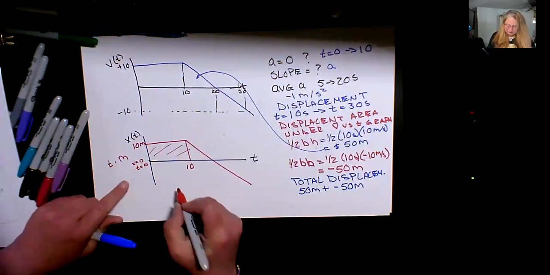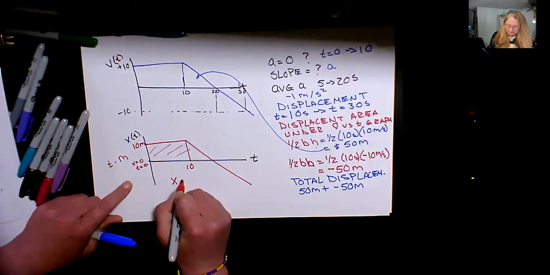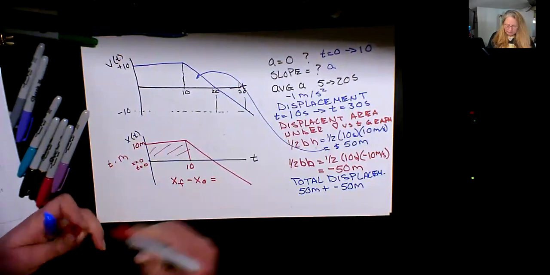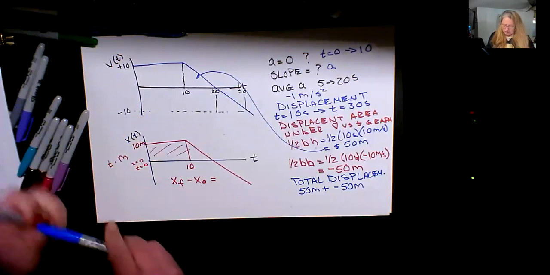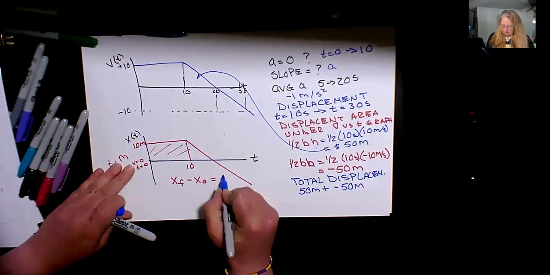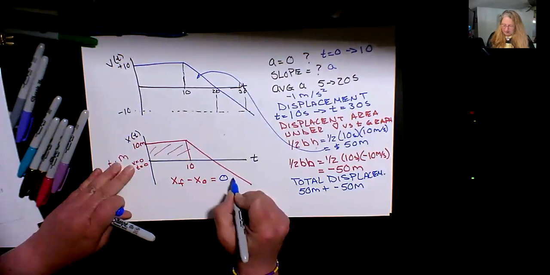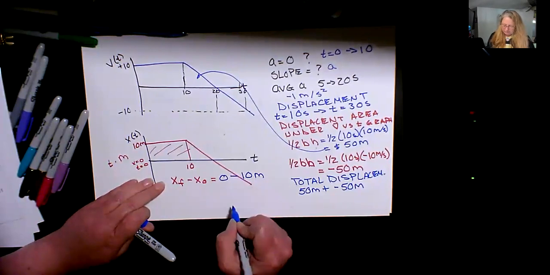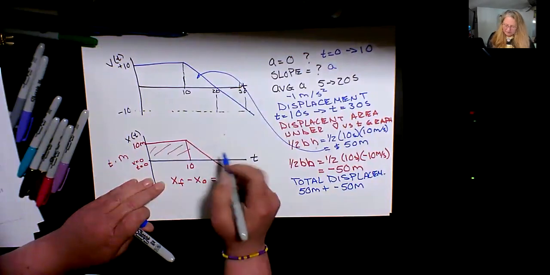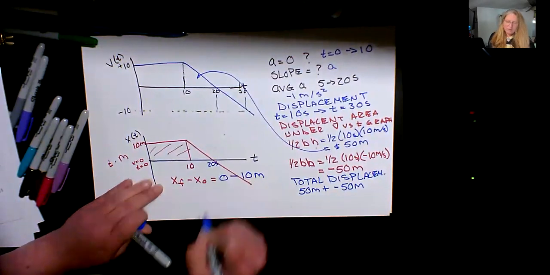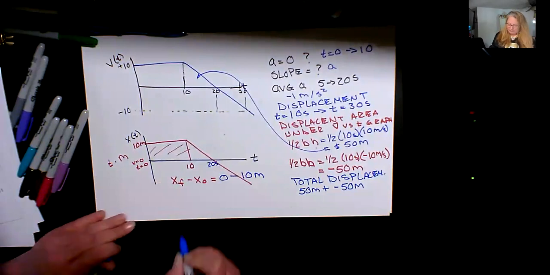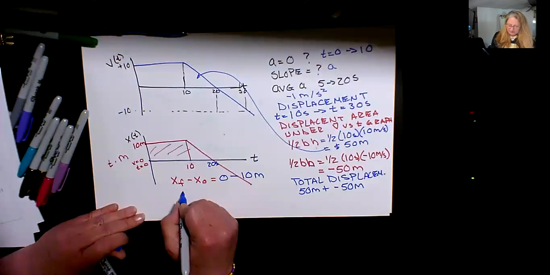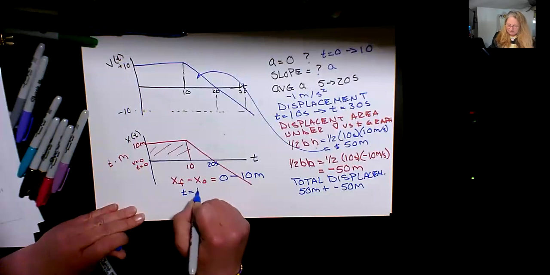Well, my final position, so looking at x final minus x initial, gives me what? My final position is 0, and my initial position is 10 meters. I called that 20 seconds in the last video, so we'll go ahead and stick with that. So the time it took to get there was 10 seconds, t equals 10 seconds.